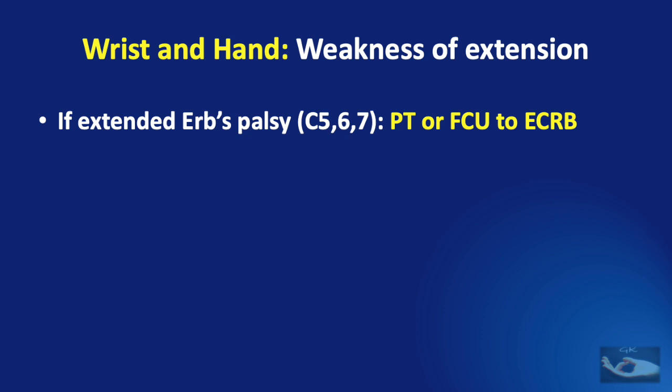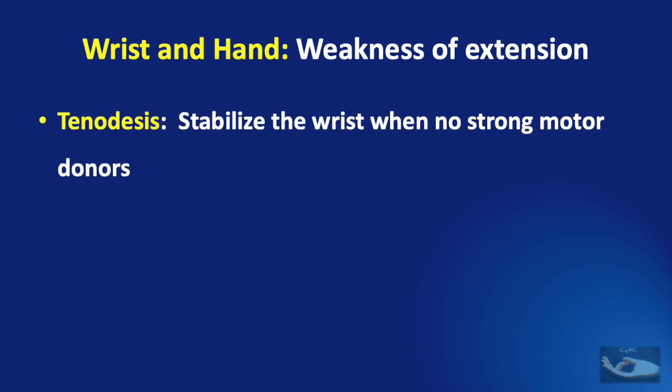Generally, if it is a case of extended Erb's palsy in which there is a weakness of extension, the pronator teres or the flexor carpi ulnaris can be transferred to the extensor carpi radialis brevis. But if it is a total palsy, the flexor carpi ulnaris only can be used as a transfer to the extensor carpi radialis brevis. When no strong motor donors are available, the wrist can be stabilized with a tenodesis.